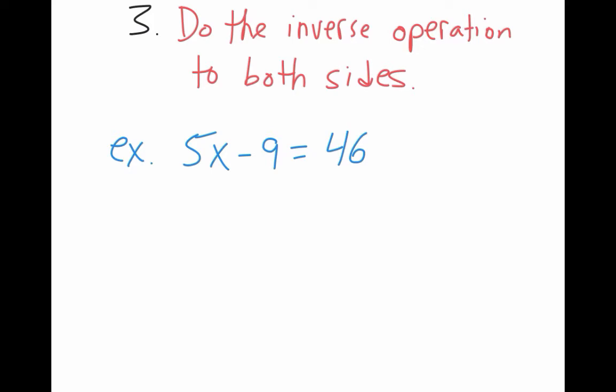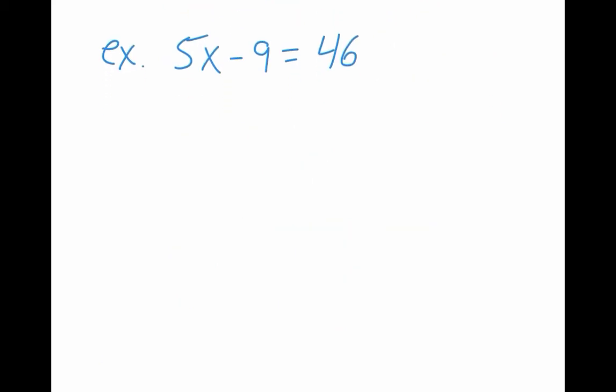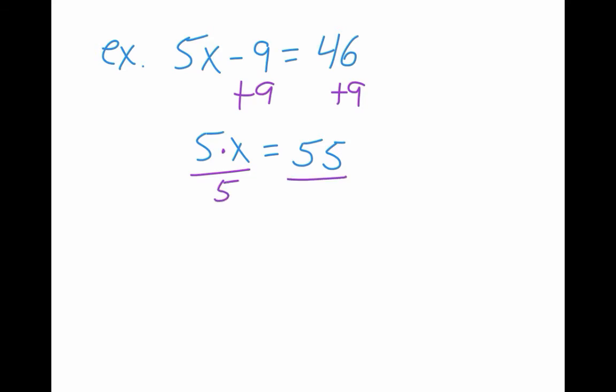Well, we have to do the order of operations backwards. So we start with adding and subtracting. We first have to move this minus 9, so start out by doing the plus 9. If I do plus 9 to both sides, that gives us 5x equals 55. It was x times 5, so divide by 5, because dividing is the inverse of multiplication.